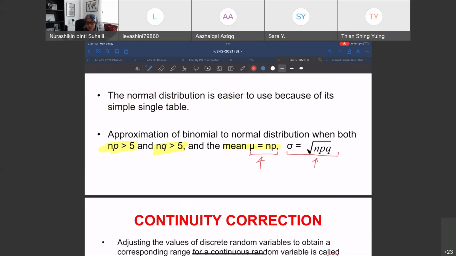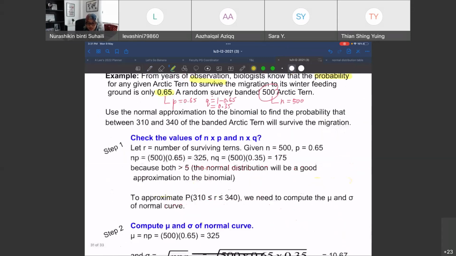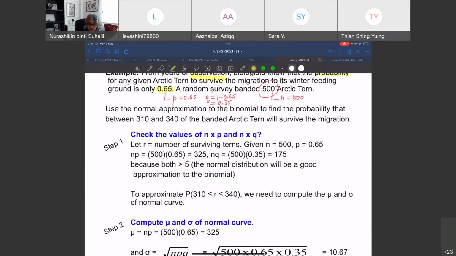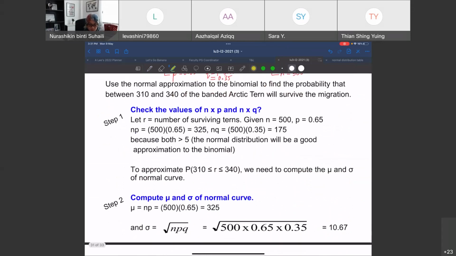Standard deviation is equal to the square root of npq. That is the standard deviation. Okay, let's solve for that. So this is mu, the mean value, and the standard deviation is the square root of npq. Why do we need these two values? Because we want to transform the x into a z value.